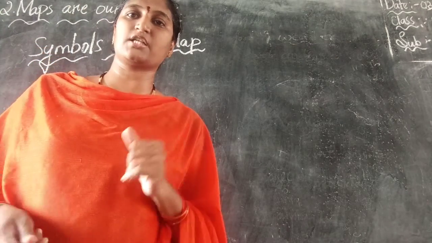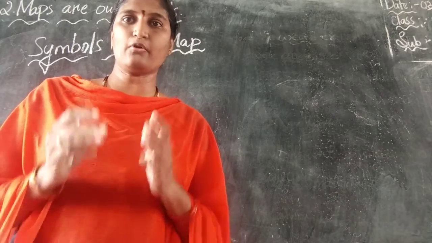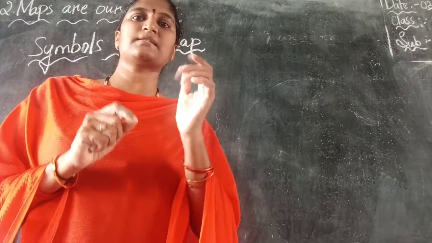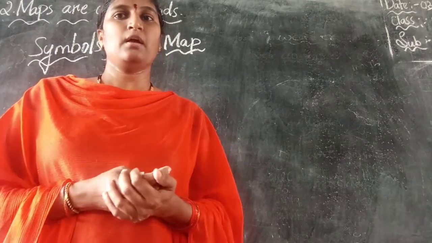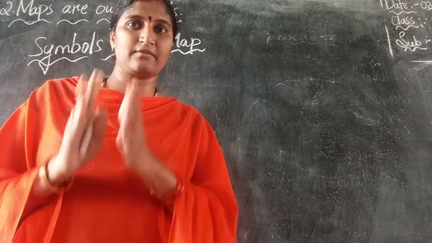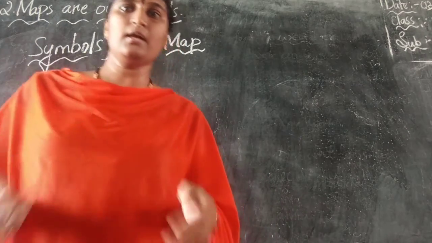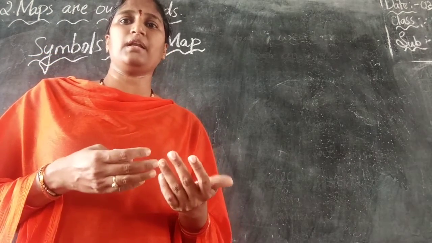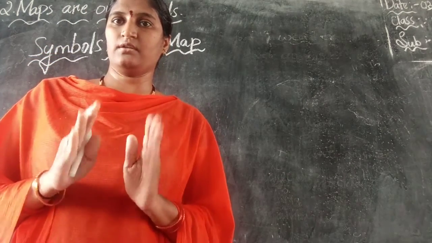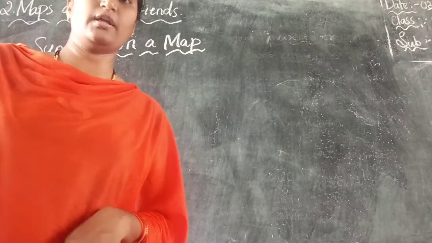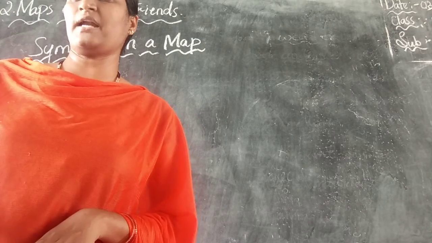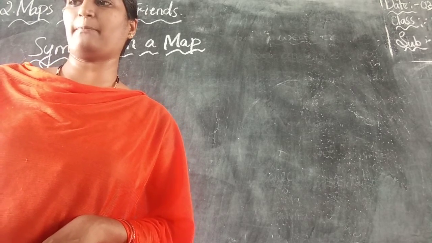I explained to you about colors, right? On a map, some standard colors are used, and by using particular colors they give the information about the map, whether it is a river or a mountain, or whether it is a state, country, district, or cities. It gives the information by using the colors on a map. Now, standard symbols make understanding of a map easier.